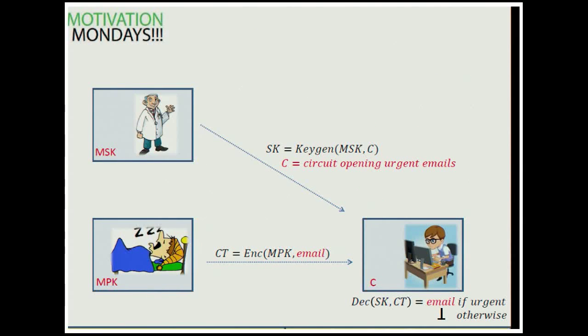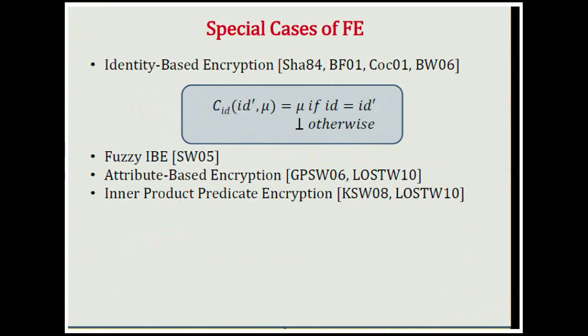Okay, so let me give you a simple example. Let's say we have three players. Let's say we have a doctor who wants to go on a vacation. At the same time, he has patients, and he wants to make sure they're taken care of. So what he can do is define a special C as a circuit that opens special urgent emails defined by the doctor. He can send the secret key to the secretary, for example. The secretary can now get an email, which is an encryption of an email, run the decryption algorithm, and learn the email if and only if the email is urgent.